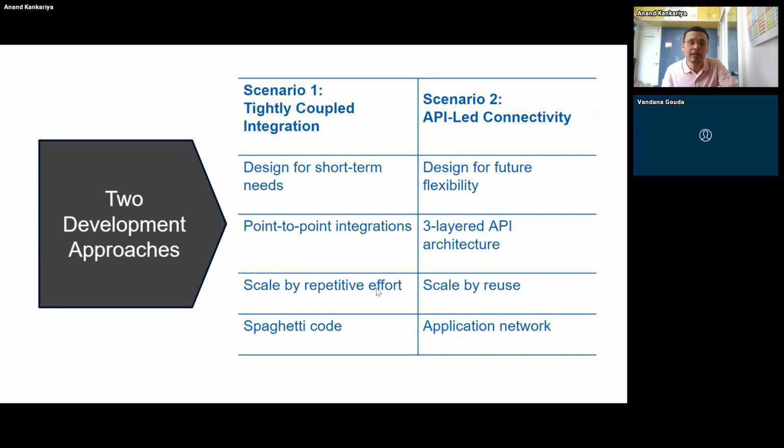Then it scales by repetitive effort, so the effort won't be reduced, and it's spaghetti code because it's quickly connected, so a little ad hoc in nature, a little chaos, I would say, would happen in the code. And API-led connectivity is designed for future flexibility, because we are thinking about how flexible it will be in the future to add a new system into it, and it scales by reuse.